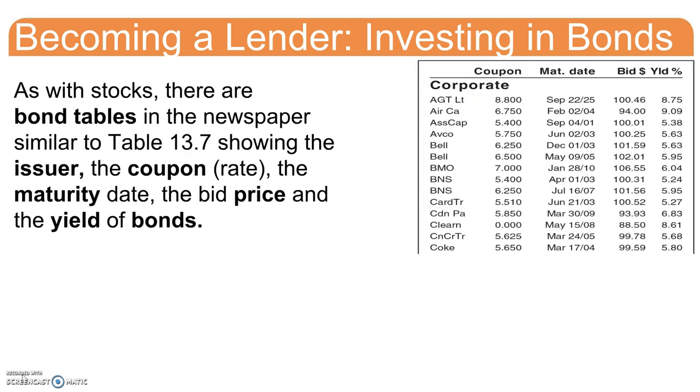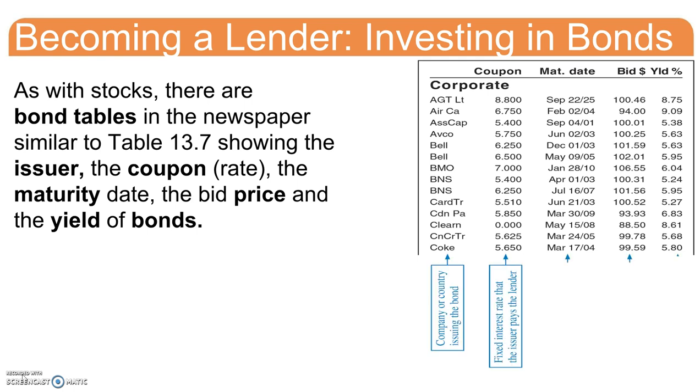So we're going to read bond tables, and we're going to go through this example. The first column is the company or the country that is issuing the bond. The second column is the fixed interest rate that the issuer pays the lender. So this is the rate they're saying, we're going to pay you this percentage interest rate.